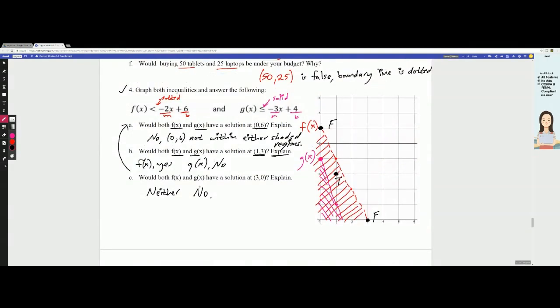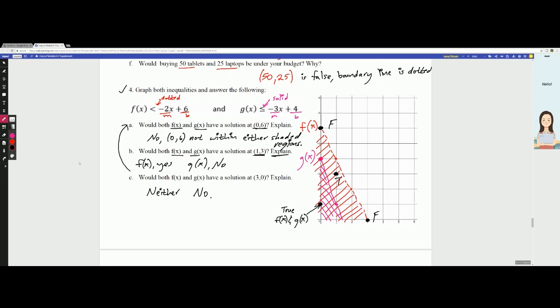Now, a good place for it to be a solution for both would be like 0, 1. That would be true for both f of x and g of x. Okay, that would work for both of those functions.